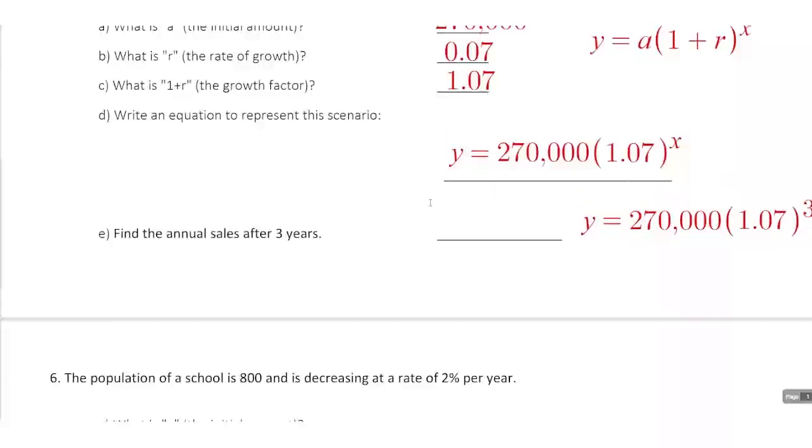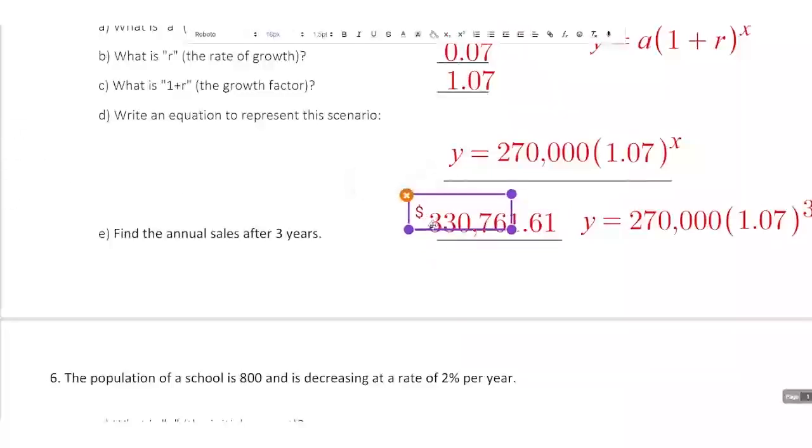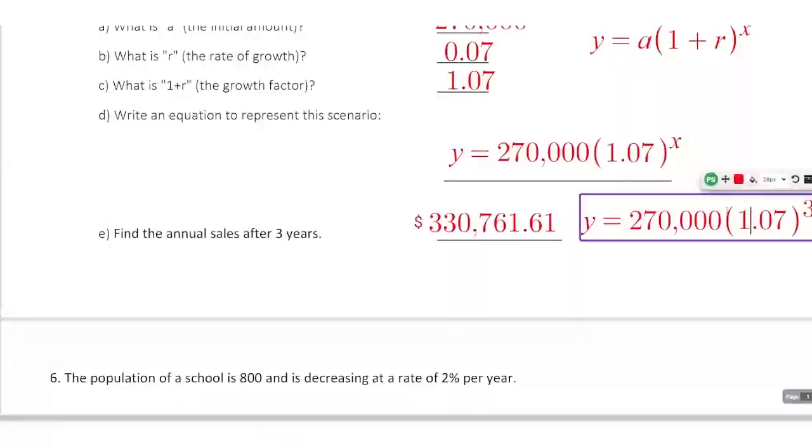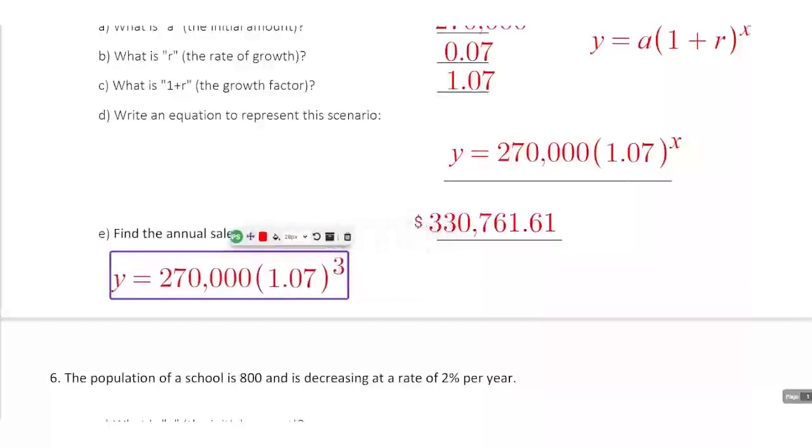And so the annual sales here after 3 years is going to be a total of, why doesn't it let me do a dollar sign? That's kind of weird. I'll add it at the end here. So $330,761.61. All right, and this little formula over here is how we actually got that number.